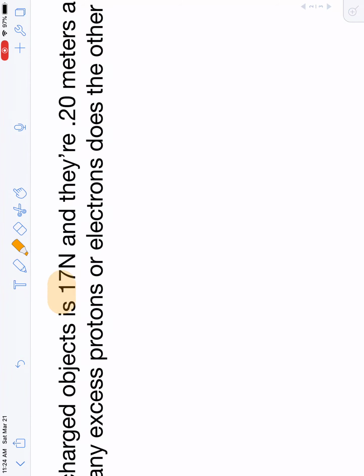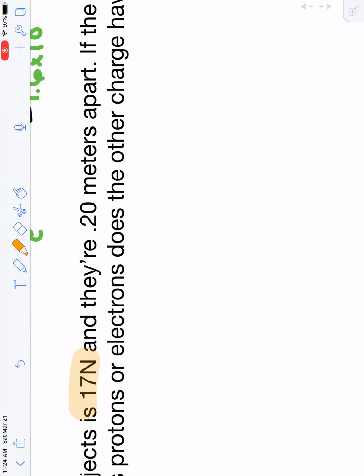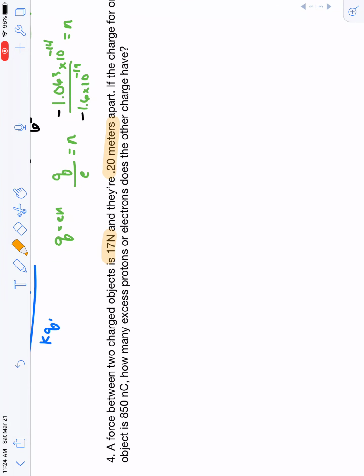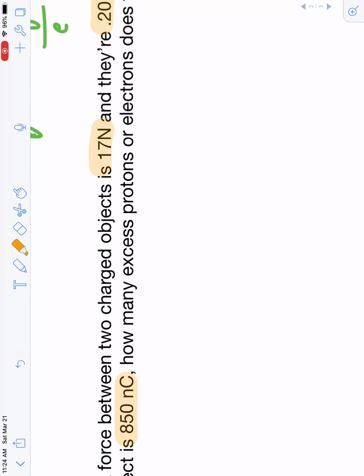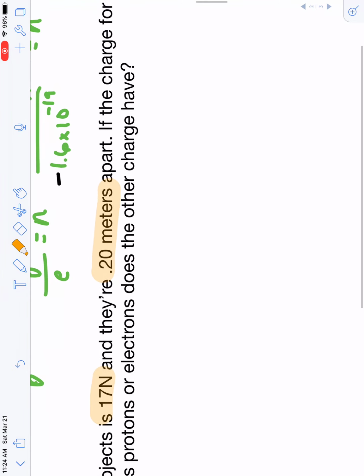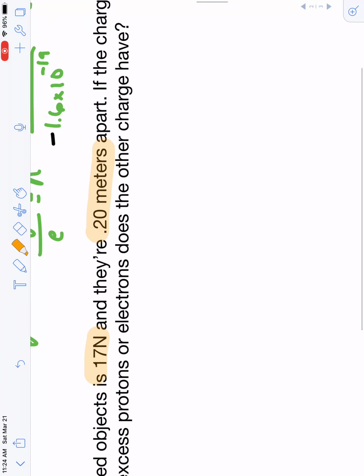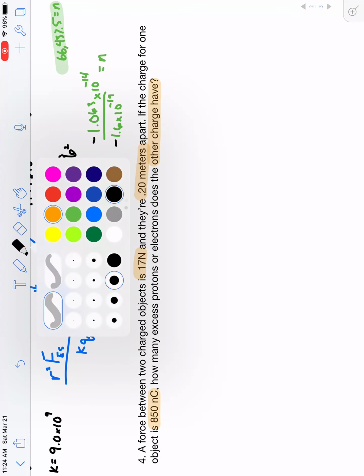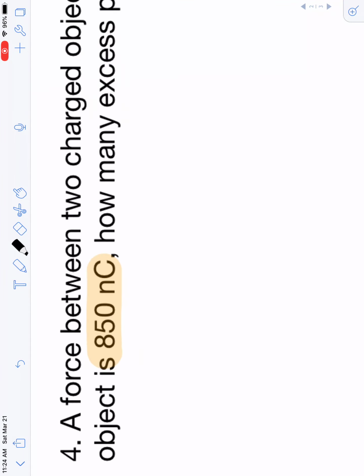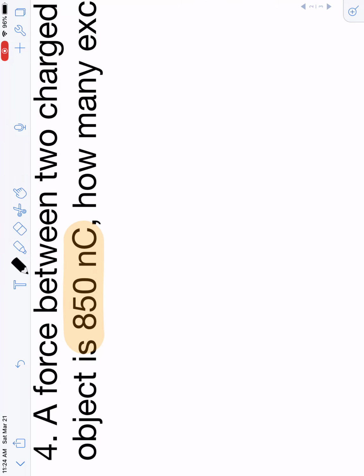So we have the force, Newtons gives it away. We have the distance. We have the charge of one, which is a positive charge. The charge for the other one is what we're looking for. Now notice some things we can tell about this. I'll just write some of the information down first. So force is going to be 17.